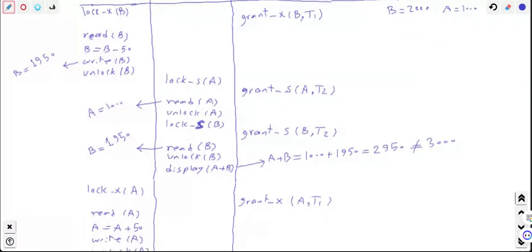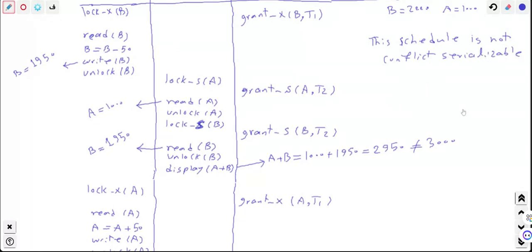If you see, this schedule is not conflict serializable. Why? Do you know why this schedule is not conflict serializable? It's not consistent. Doctor, it's not conflict. I do not hear your voice, it is low. This schedule is not conflict serializable.